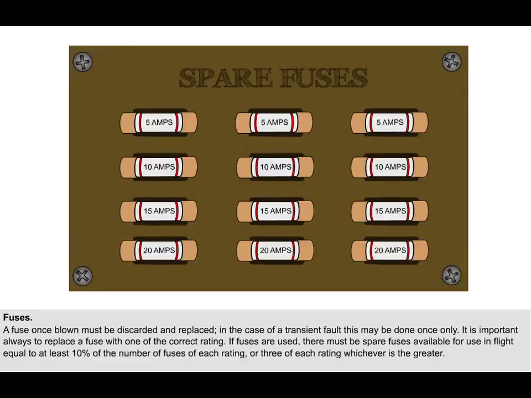It is an EASA regulatory requirement that an operator shall not operate an aeroplane in which fuses are used unless there are spare fuses available for use in flight equal to at least 10% of the number of fuses of each rating, or 3 of each rating, whichever is the greater.